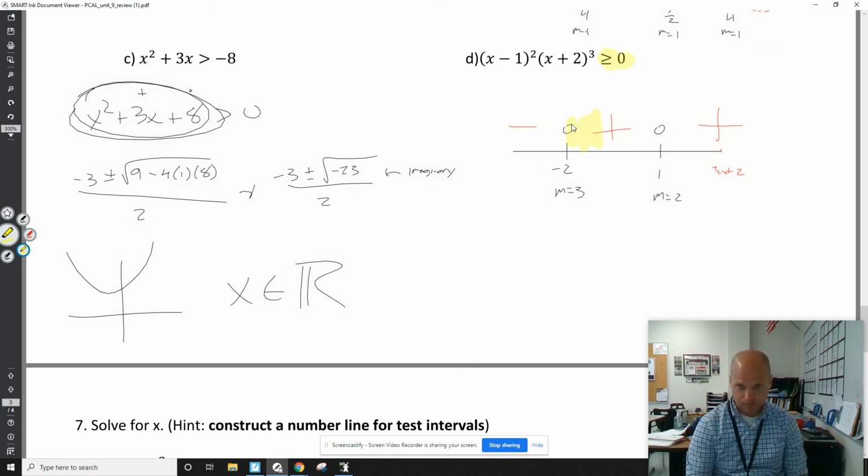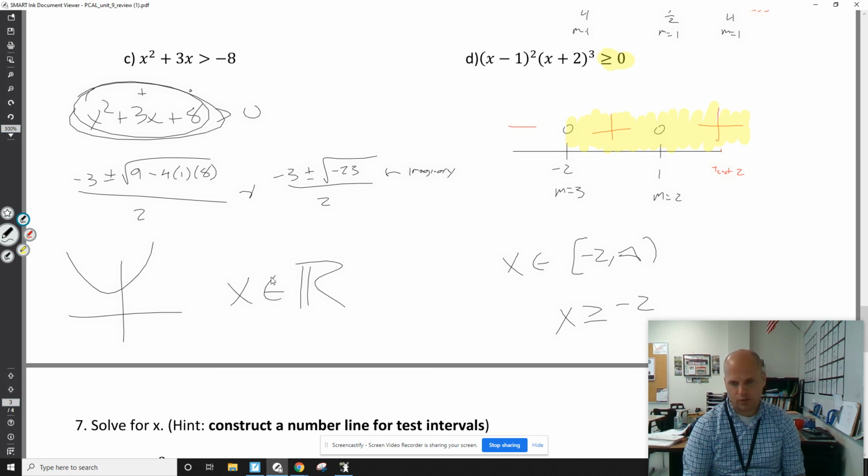That's positives. So that's including 1. That's including negative 2. Really, it's all of our values that are bigger than negative 2. So from negative 2 to infinity. Or x is bigger than or equal to negative 2. Interval notation. No, this is good for inequality notation. Interval notation, you could say negative infinity to infinity.